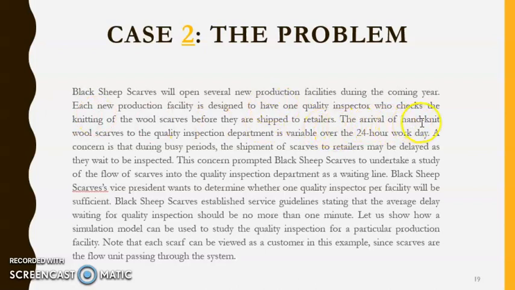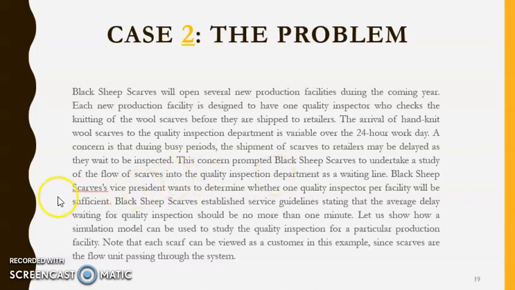The arrival of hand-knit wool scarves to the quality inspection department is variable over the 24-hour workday. A concern is that during busy periods, the shipment of scarves to retailers may be delayed as they wait to be inspected. This concern prompted Black Sheep Scarves to undertake a study of the flow of scarves into the quality inspection department as a waiting line.